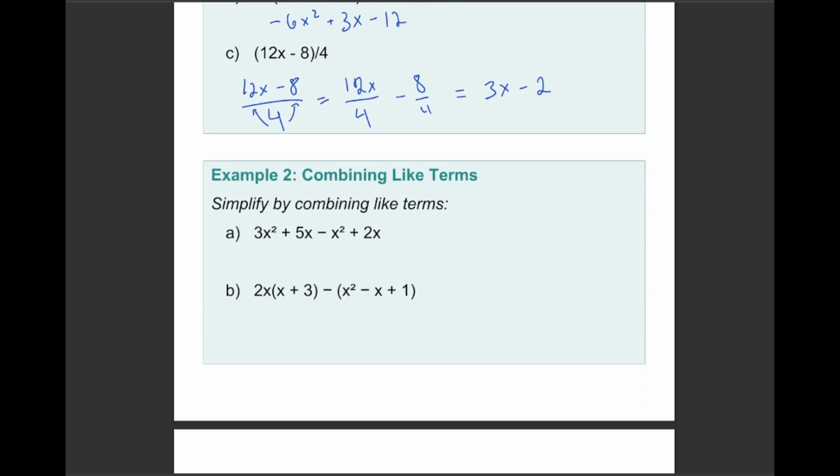Moving on to the next one. We are going to be combining like terms here. Like terms mean that the exponent on the x's match. So, for example, 3x squared and minus x squared are like terms, whereas 5x and 2x are also like terms. They have matching exponents on the x's. It's the easiest way to tell. And so we can actually combine their coefficients, the number in front of them, to simplify. So if we have 3x squared minus x squared, that gives us 2x squared. And we have a plus 5x and a plus 2x, and that gives me a plus 7x.